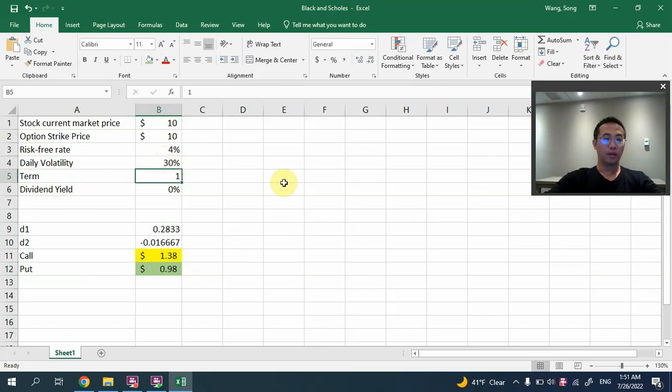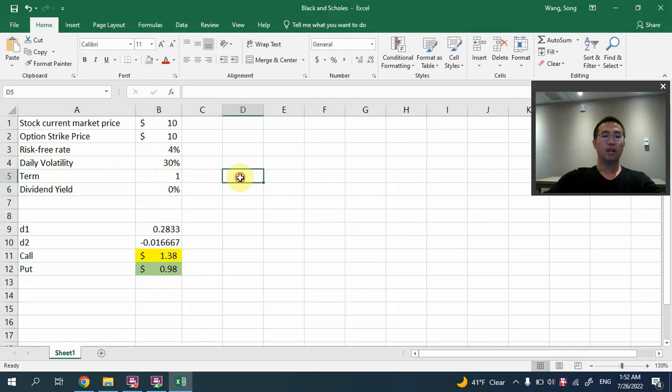Okay, so what about the term? If the term is longer, then you can see that there is an increase for both types of options. If it's reduced, then you can see the value is reduced as well. So the term is also an implication of risk. If there's a longer term, that means more uncertainty gets involved, not just the past volatility of the stock price, but also some future unpredictable events could be involved. So the term also has an effect on both call options and put options.